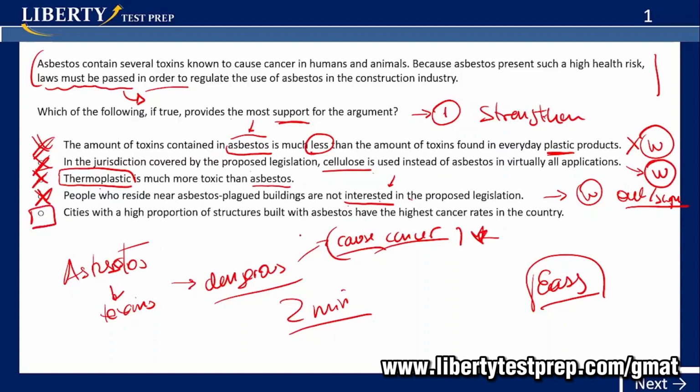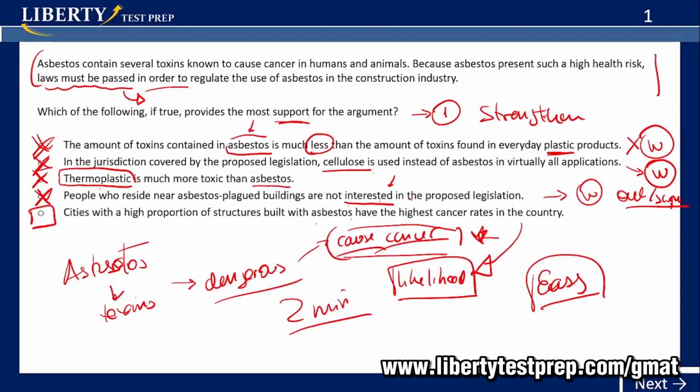Cities with a high proportion of structures built with asbestos have the highest cancer rates in the country. So you are saying something in the light of the cancer. You are not only saying that it causes cancer, but it causes more cancer than other cities. I mean, if you have asbestos, that's correlated with a higher incidence of cancer. It's not only the causing of cancer, it's also the likelihood of getting cancer, which wasn't really stated. Likelihood wasn't stated in the actual argument.